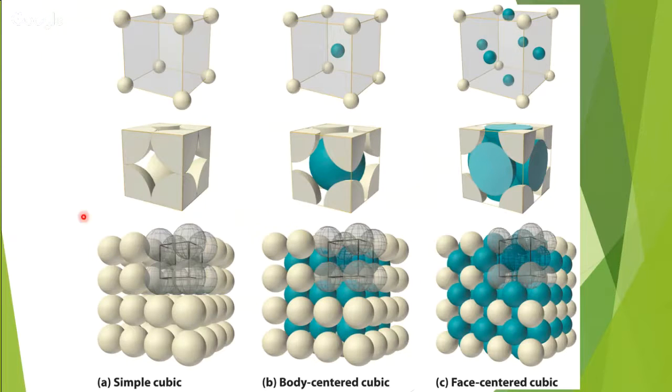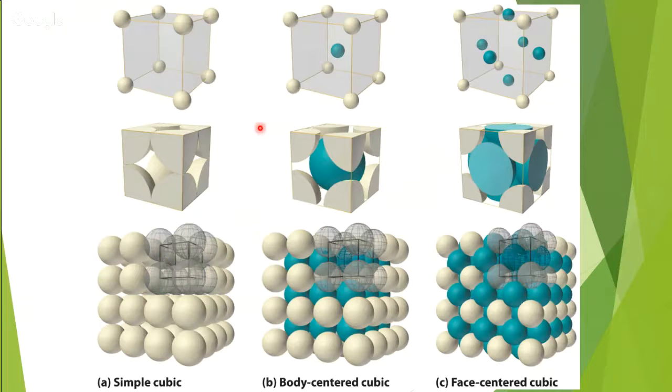So in a simple cubic cell, there is an atom at the point of each corner of a cube, right? So there's a big hole in the middle, and the holes will become important in a little bit. So just try to keep in mind where the atoms are and where the holes are in these structures.